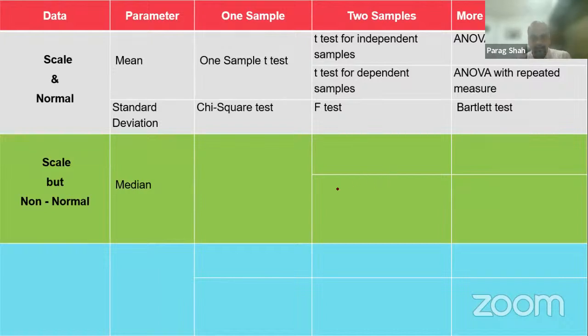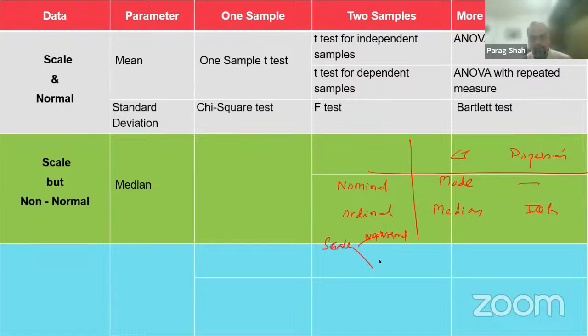If you recollect, the data can be nominal or that is categorical. Suppose it is nominal, ordinal. And we did central tendency and dispersion. If it is nominal, then compulsorily we have to go for mode and we cannot use dispersion. If it is ordinal, we have to go for median and we have to go for interquartile range. If you recollect that session. If the data is scale, then we have to ask the question whether it is normal or it is not normal. Suppose it is not normal and it is normal.